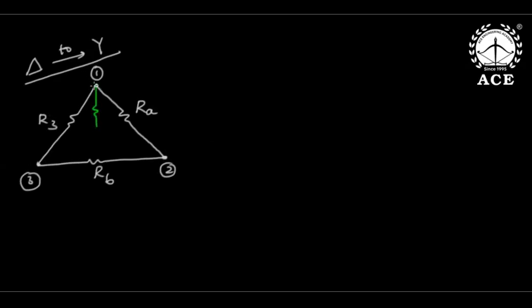Now I'm converting them into star. This green color part is the conversion where this is R1, where this is R2, and where this is R3. So now what is this R1, R2, R3 in terms of RA, RB, RC?